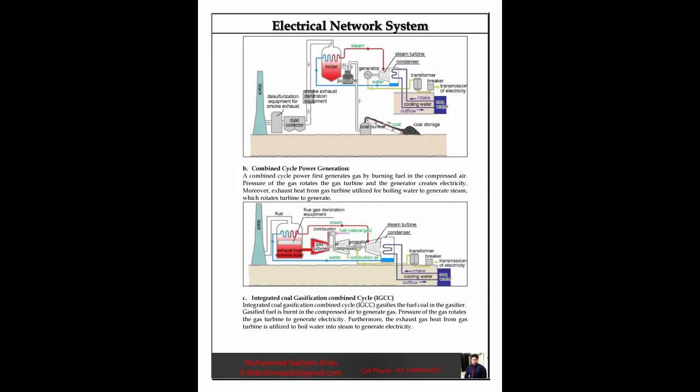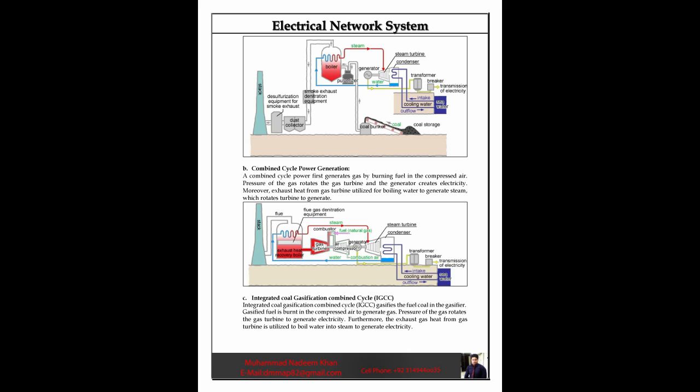B. Combined cycle power generation. A combined cycle power plant first generates gas by burning fuel in the compressed air. Pressure of the gas rotates the gas turbine and the generator creates electricity. Moreover, exhaust heat from the gas turbine is utilized for boiling water to generate steam, which rotates a turbine to generate electricity.